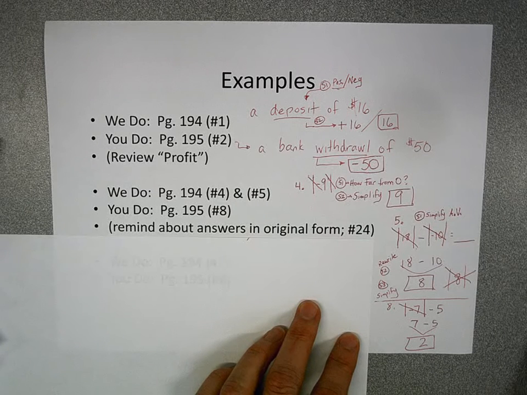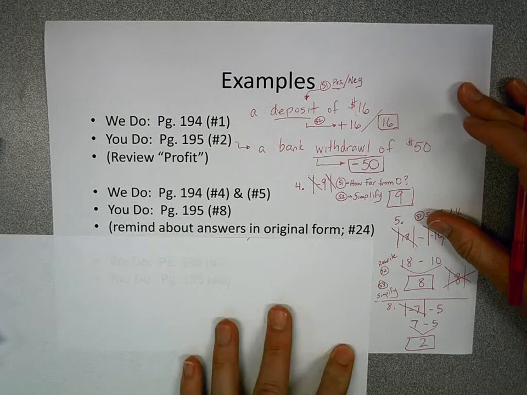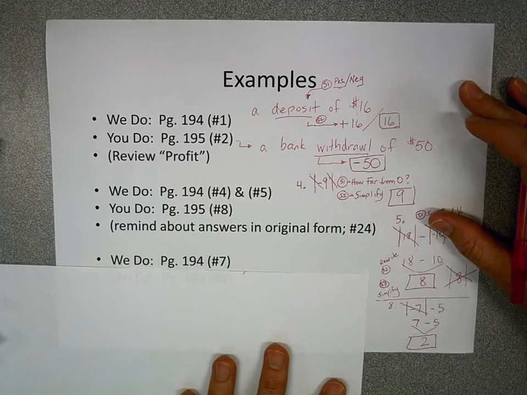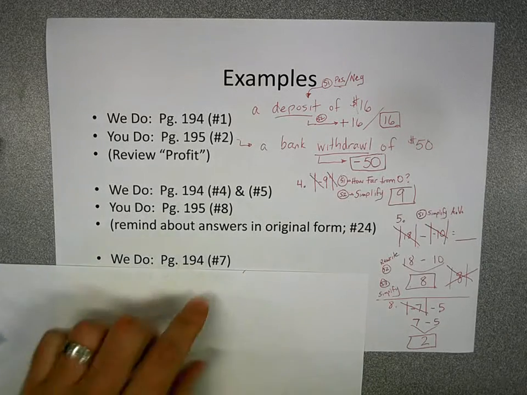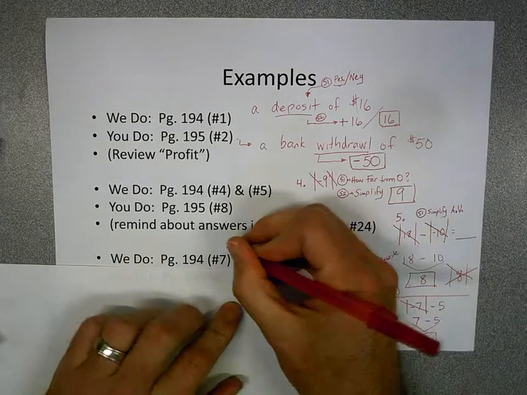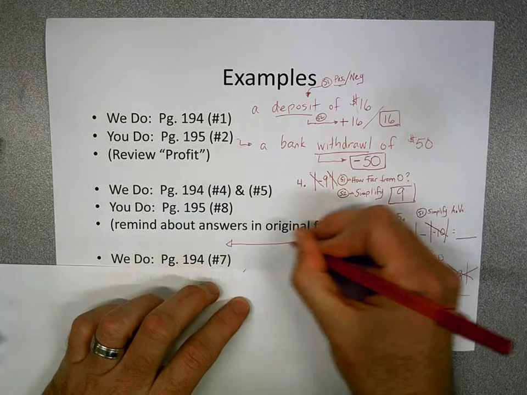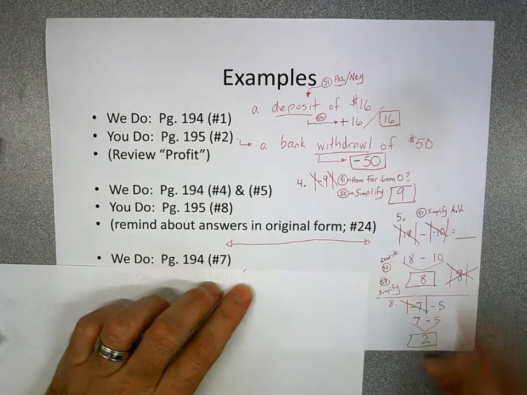Let's go ahead then and move back over to page 194, and let's take a look at problem number 7. We're talking number lines here. So on the number line, I'll just draw it kind of quickly, it's not the prettiest.